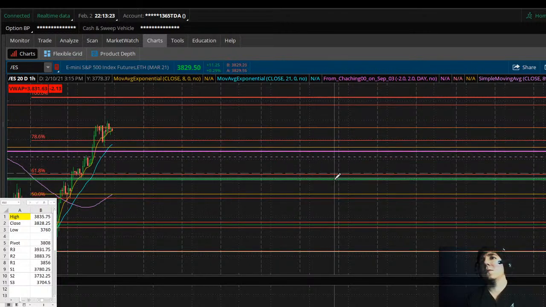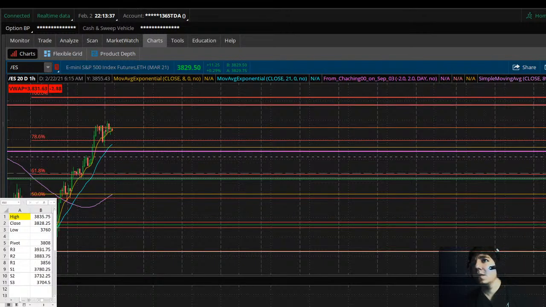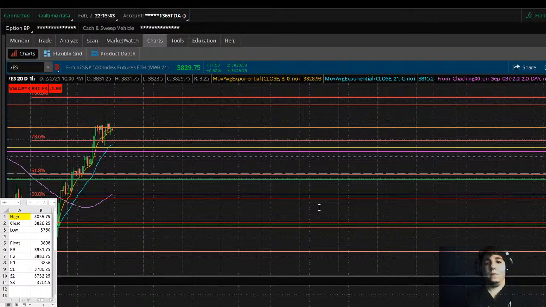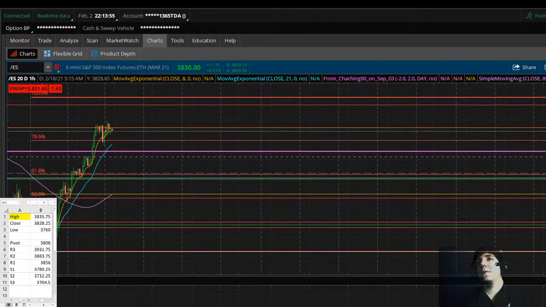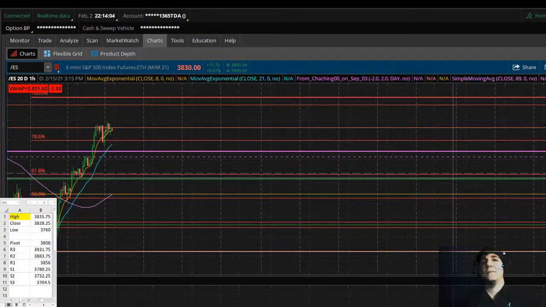Let's see, R1, where are you at? Hiding. R1, R1, R1. There you are. Edit. Oh, I just did that. R2. There we go. 3883, 75. And R3. 3931, 75. Sweet.